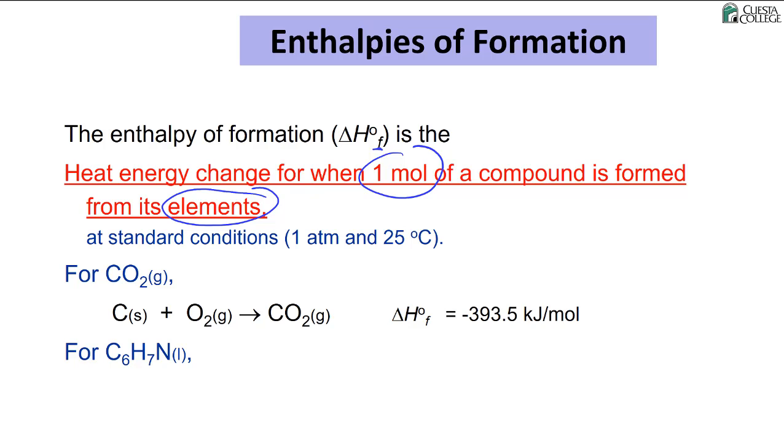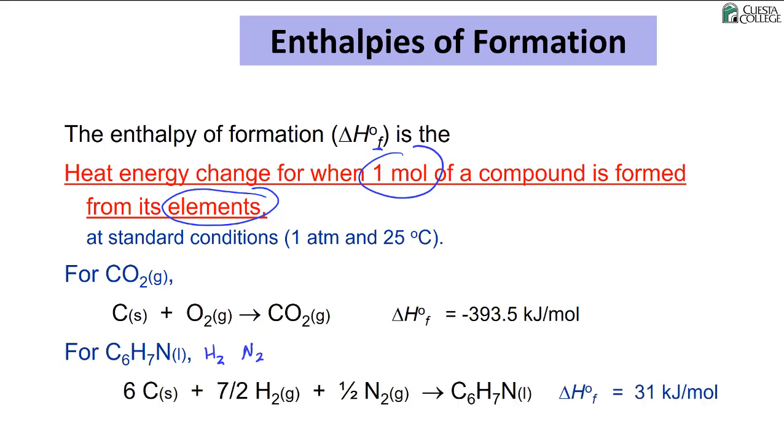Here's another example, C6H7N. It's a foul-smelling liquid. It smells kind of like fish. For this particular substance, making 1 mole of it from its elements is going to involve some fractions, because the elemental form of hydrogen is H2, and the elemental form of nitrogen is N2. So here's the chemical equation for forming 1 mole of the substance, where 6 solid carbons would have to interact with 7 halves H2, which gives 7 H's total, plus 1 half N2, which gives 1 N total, to make 1 mole of this particular substance. And one can look up the delta HF value for that particular compound also.